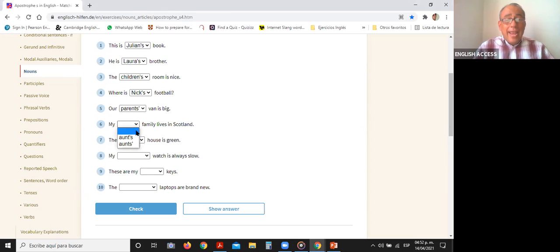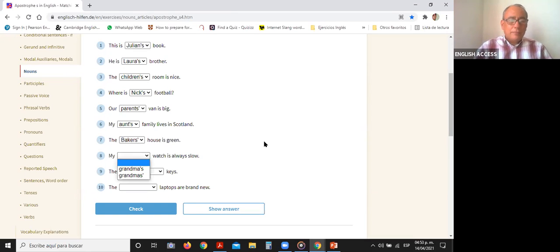My aunt's family, apostrophe, yes, because the family belongs to the aunt. My aunt's family lives in London. Number 7, the Bakers' house is green. The Bakers, in this case, means a last name, como los Jiménez, los González. So the Bakers' house is green.